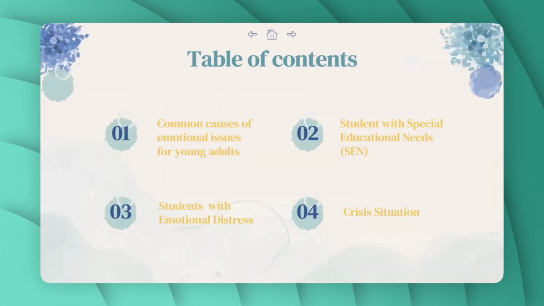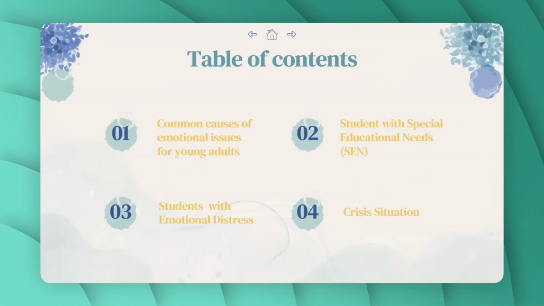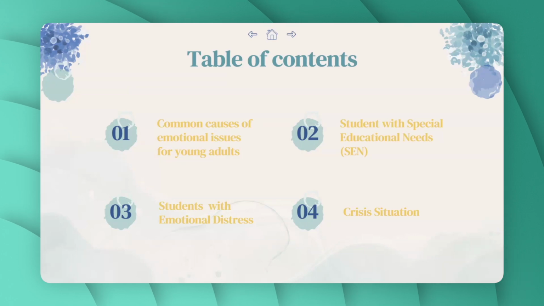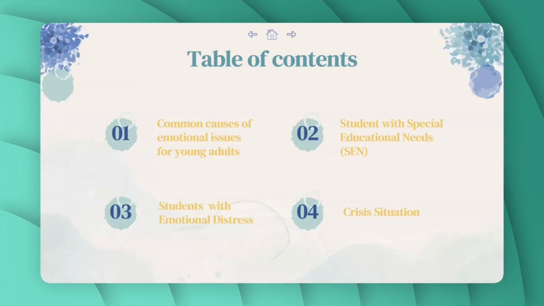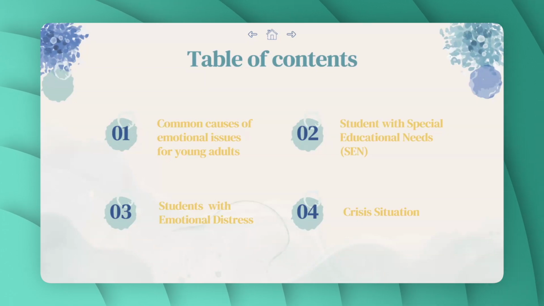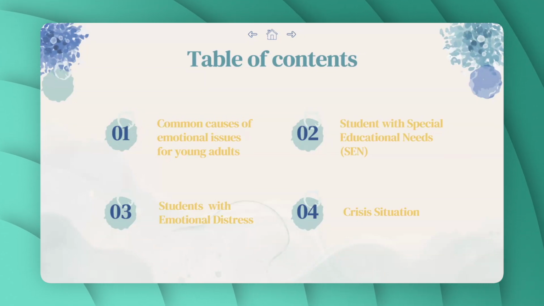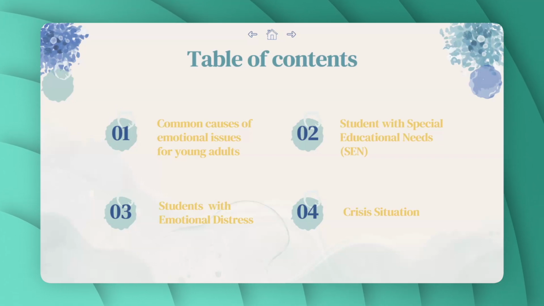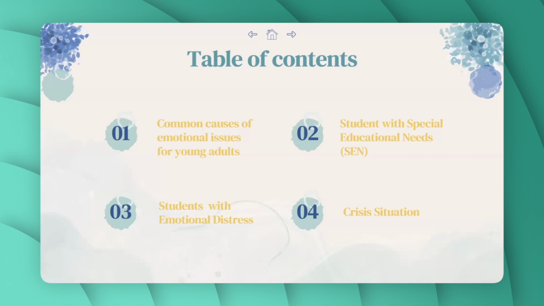This is the area I will cover first. I will share the common causes of emotional issues among our young adults. I'm sure some of you already know a lot, or have come across similar situations. I'm still going to share what is happening behind their emotions, and then go through the different types of issues that need support. First is the students with special educational needs. We call them SEN students.